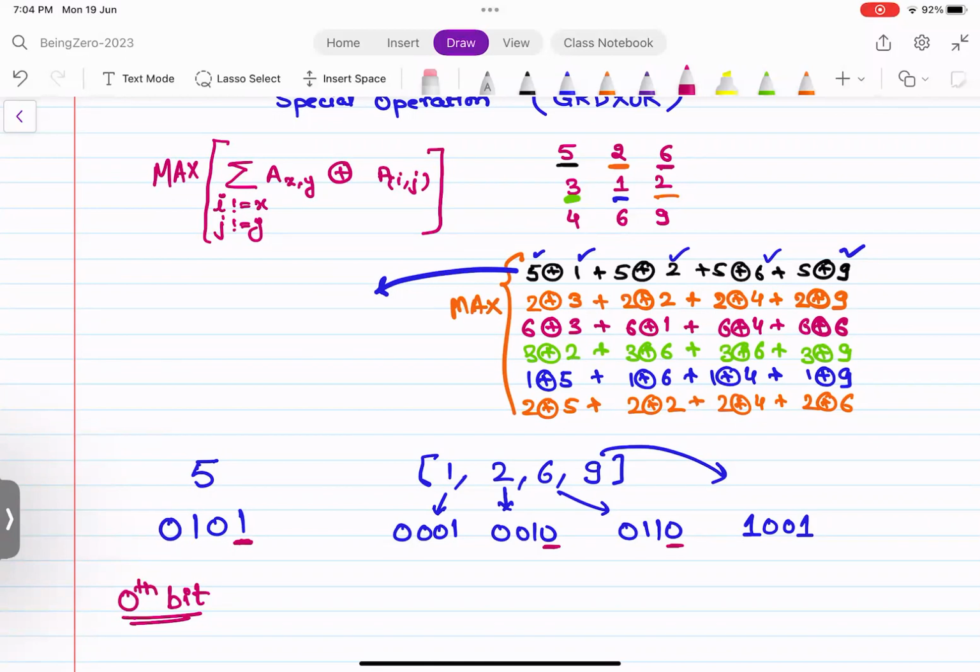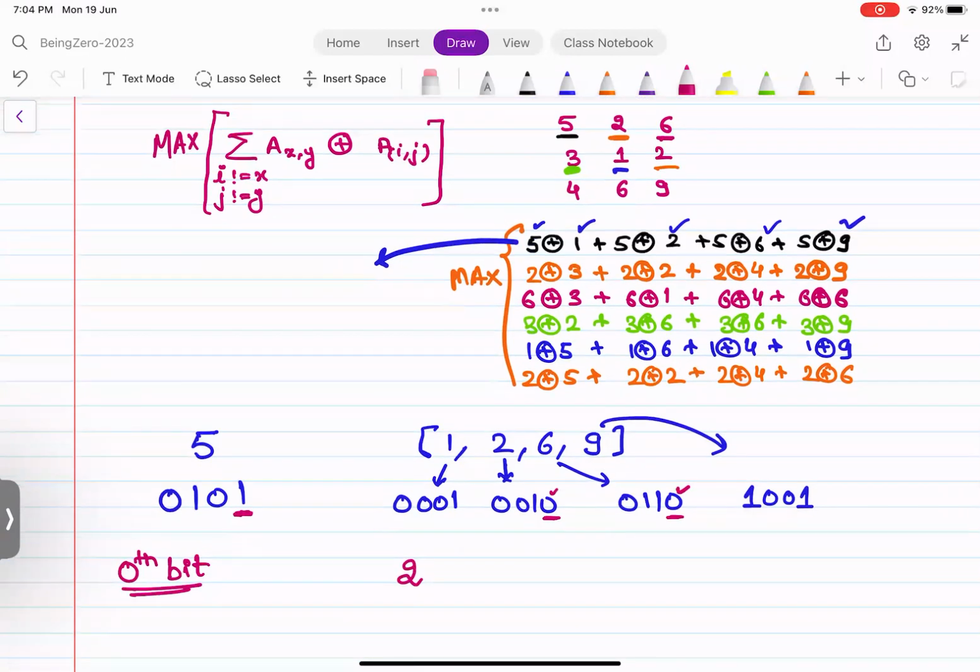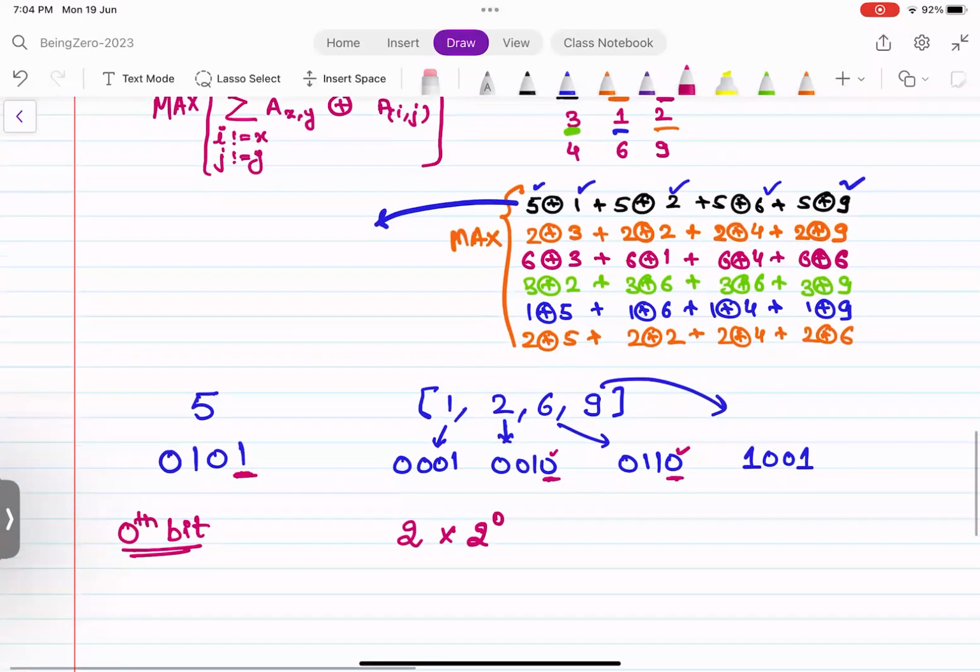So you are counting how many numbers have the 0th bit as not set. How many numbers are there whose 0th bit is not set? Two such numbers. So we are counting that two such numbers are there and they are contributing to the 0th bit. If you do XOR of 5 with 2 and 6, the 0th bit position will give you a 2 to the power 0 contribution. That means you will get two ones in the final sum.